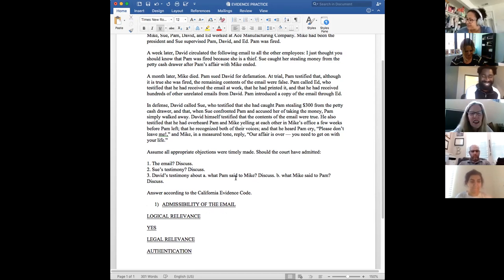So what's at issue here? Admitting the email as evidence. And what sub-issue is under authentication here? Secondary. Love it. Good.